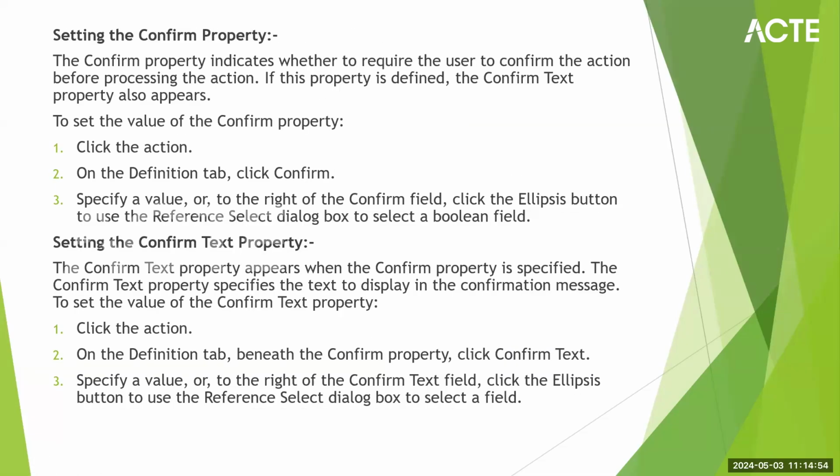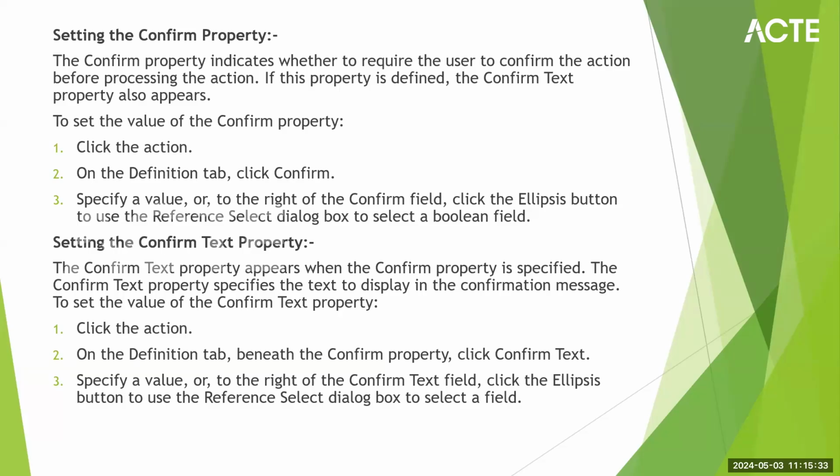Next will be setting the confirm property. The confirm property indicates whether to require the user to confirm the action before processing the action. For example, when you are deleting a form or any field, there will be a confirmation pop-up like, are you sure you want to delete? Yes or no? Those kinds of confirm messages are called the confirm property.